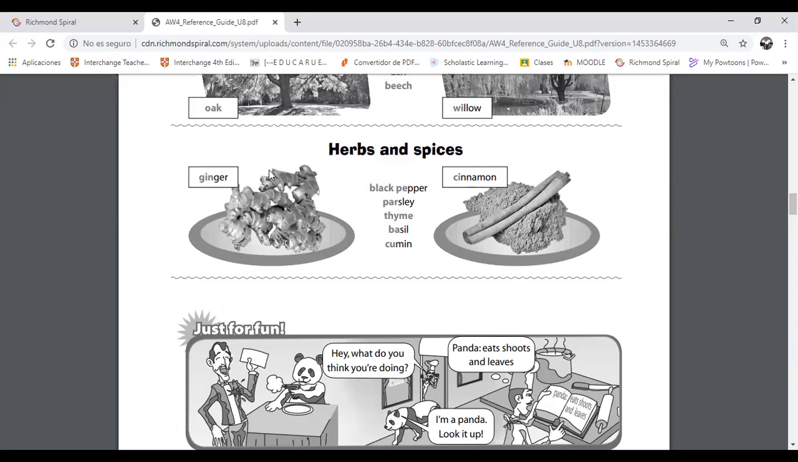herbs and spices. Ginger. Have you tried ginger before? It looks like crooked fingers. And we have cinnamon. You probably know cinnamon. And this one right here, some people put it in boiling water and drink the tea to reduce weight. I don't know. Black pepper, parsley, thyme, basil, cumin. Okay, these are spices, not species, spices.